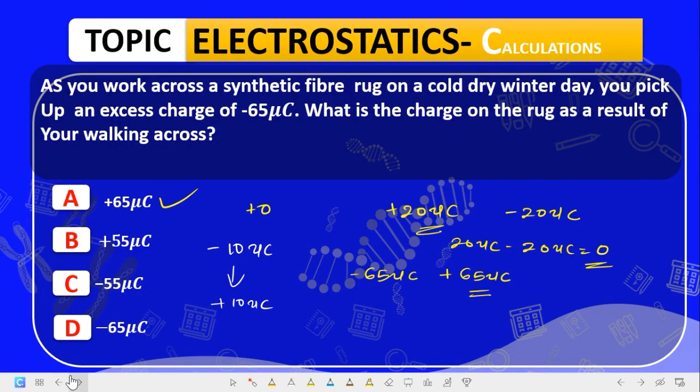And I believe that we've come to the end of the calculations in electrostatics. More solved calculations are coming, but then you make do with this one.